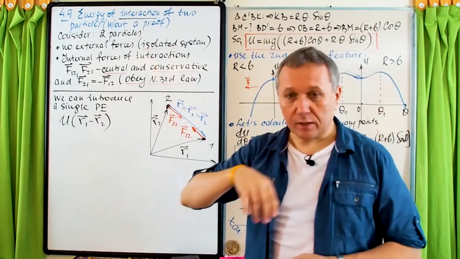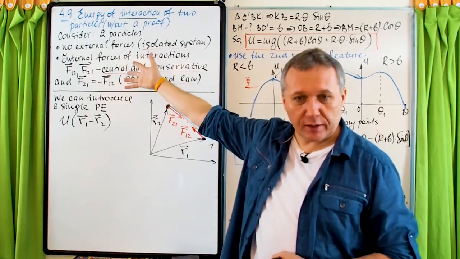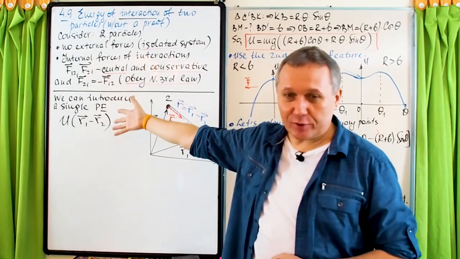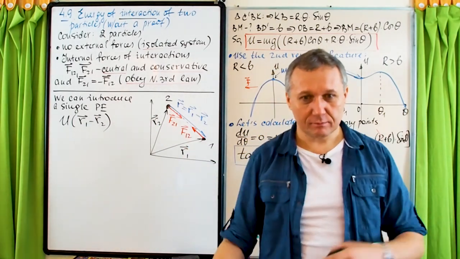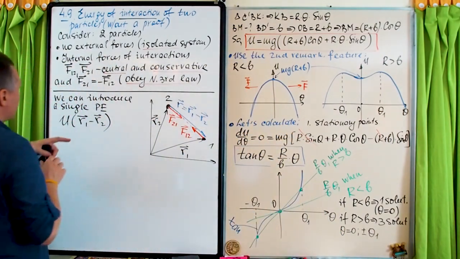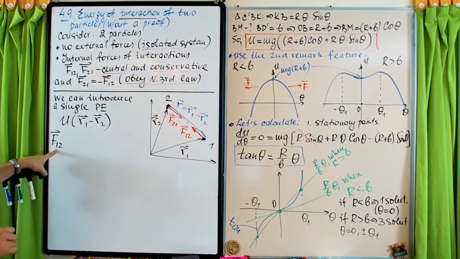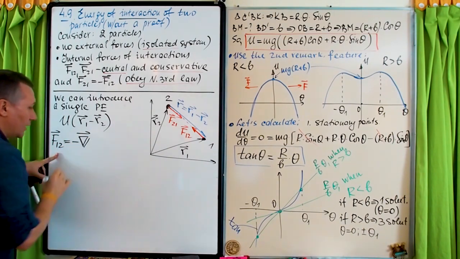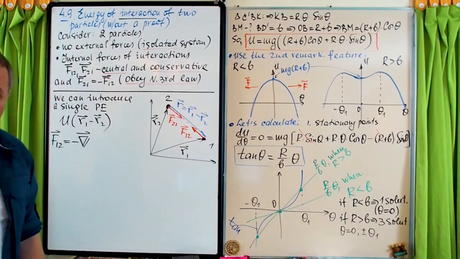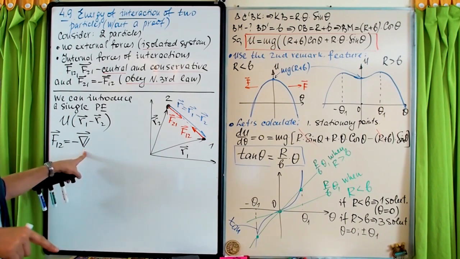So you introduce this single potential, but of course there must be a connection between the forces which we're trying to avoid dealing with and the potential. So how can we get, for example, force F12 out of this potential? You should be able to go back and forth, right? So we can calculate F12, the force acting on the first particle. You need to take, again, the negative gradient, and the gradient must be calculated relative to the coordinates of the first particle.